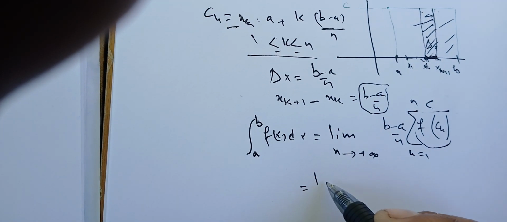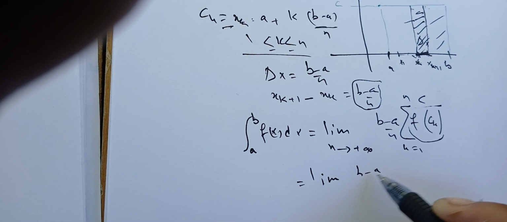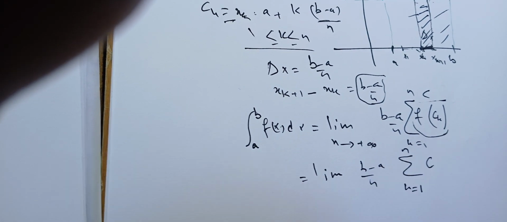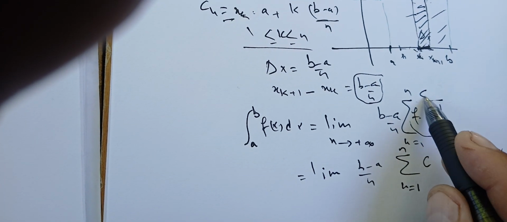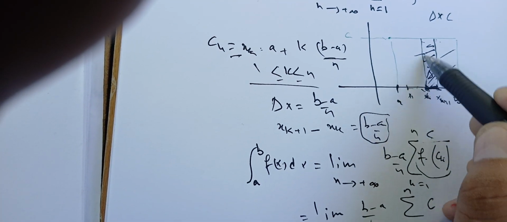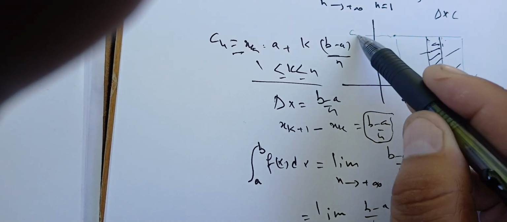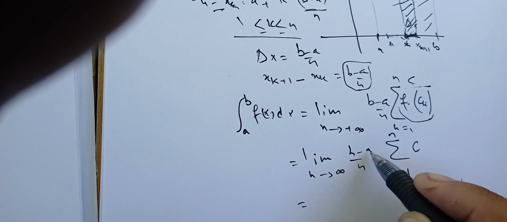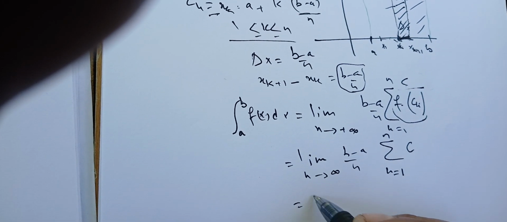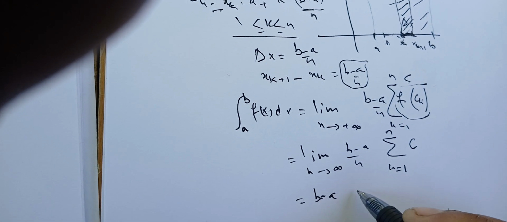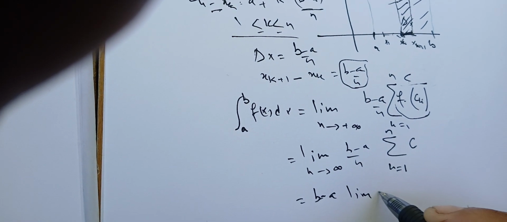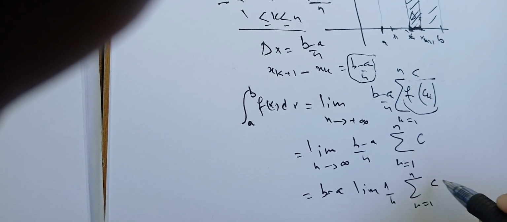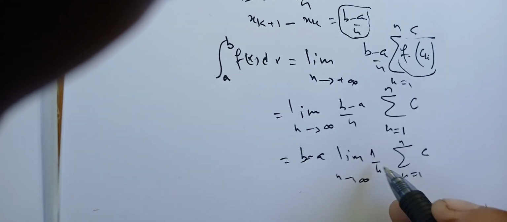Okay, so let's rewrite it one more time. The limit of b minus a over n times the sum, k from 1 to n, of c. Why? Because f is constant and equal to c. Note that the image of every element is just c. So now let's take the b minus a to the front because it doesn't depend on n, and we have the limit of 1 over n times the sum from k equals 1 to n of c, as n goes to infinity.